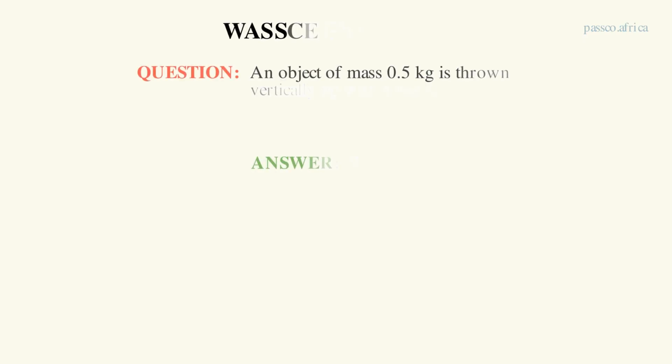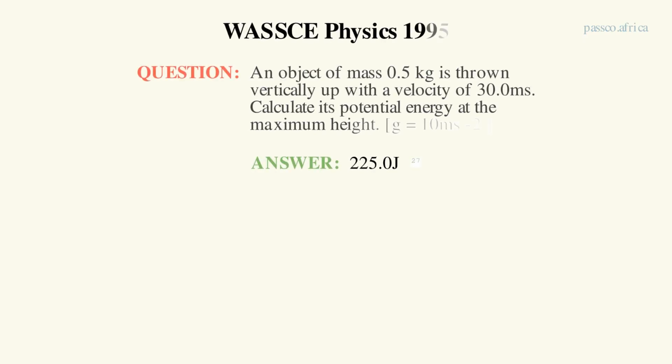Welcome to Passco Africa. Here is the question. An object of mass 0.5 kilograms is thrown vertically up with a velocity of 30.0 meters per second. Calculate its potential energy at the maximum height. Now, try it yourself.